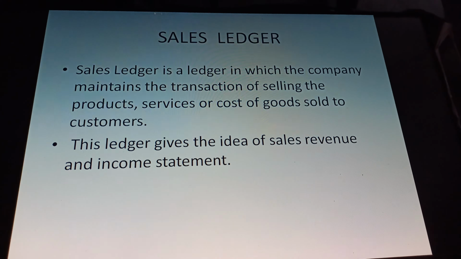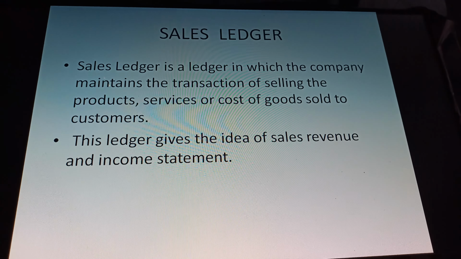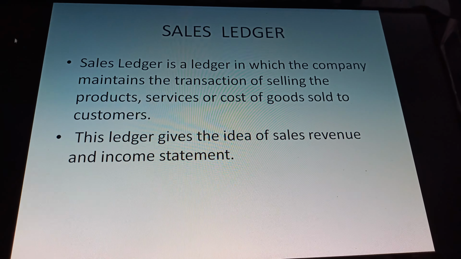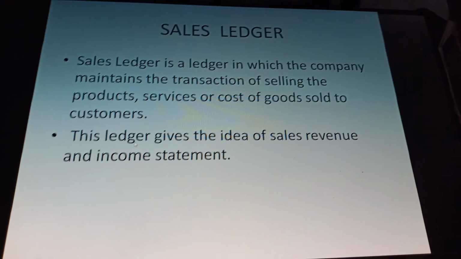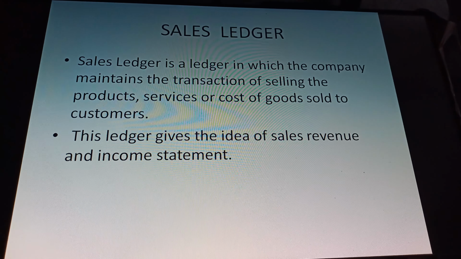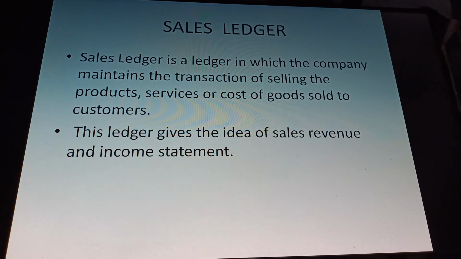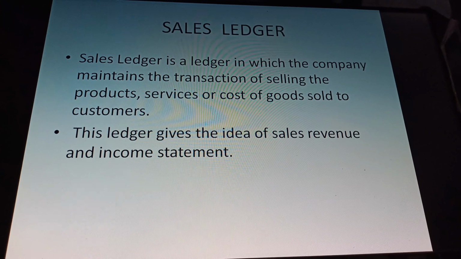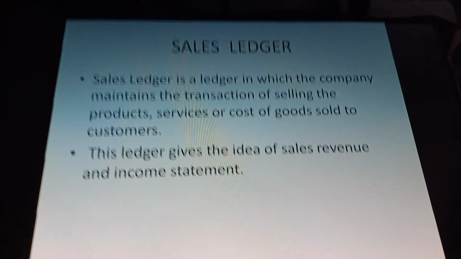Okay. Sales ledger. What do you mean by a sales ledger? A sales ledger is a ledger in which the company maintains the transactions of selling their products, services or cost of goods sold to customers. This ledger gives the idea of sales, revenue and income statement. So all the transactions related to selling of goods and services to the customer, whenever we sell the goods, we will write it in the sales ledger. Okay, this sales ledger gives us an idea of sales revenue, how much revenue we are earning from the sale of goods, and also the income statement.